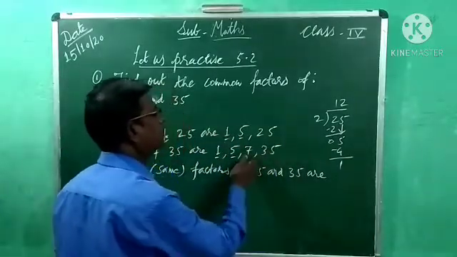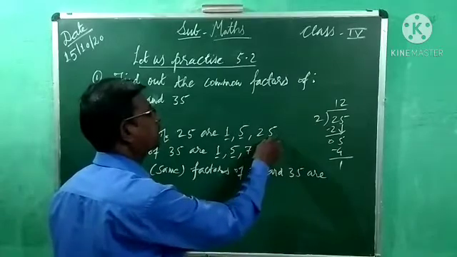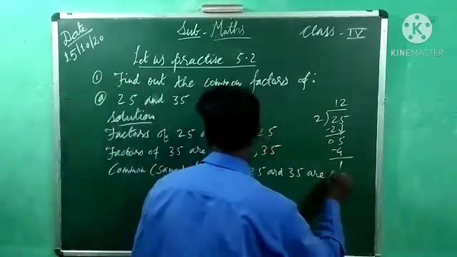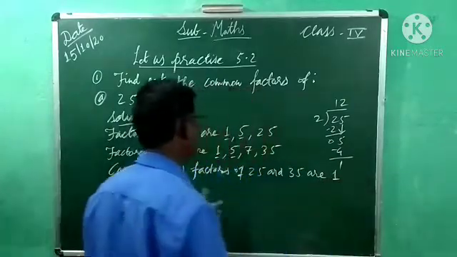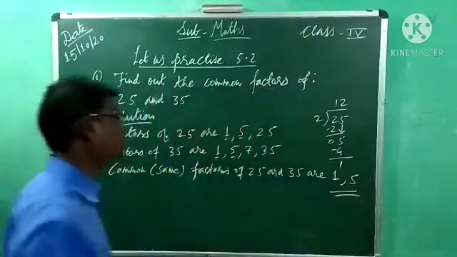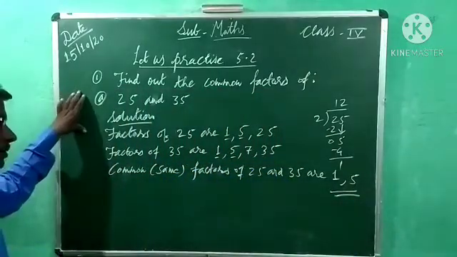25 is here but not present here. 7 is here but not here. 35 is here but not here. So only 1 and 5. Therefore the common factors of 25 and 35 are 1 and 5. So in this way we have to find the answer. Understood? So try to solve the remaining examples.